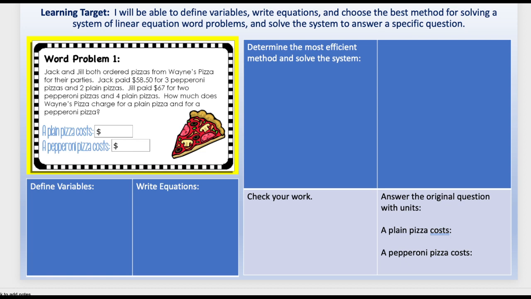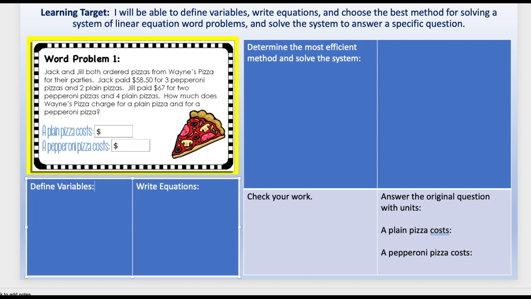Word problem 1 says, Jack and Jill both ordered pizzas from Wayne's Pizza for their parties. Jack paid $58.50 for 3 pepperoni pizzas and 2 plain pizzas. Jill paid $67 for 2 pepperoni pizzas and 4 plain pizzas. How much does Wayne's Pizza charge for a plain pizza and for a pepperoni pizza?